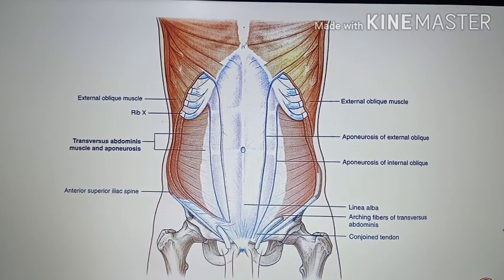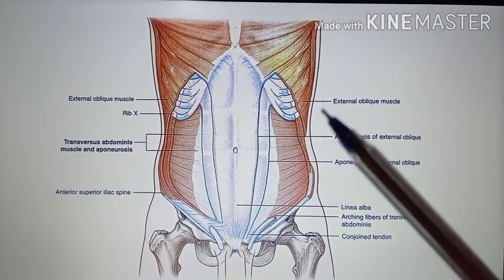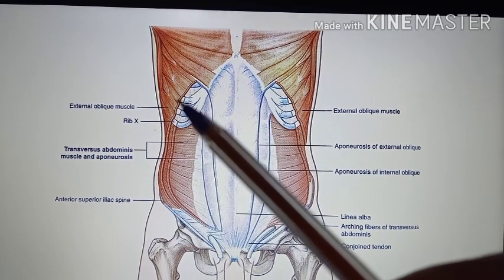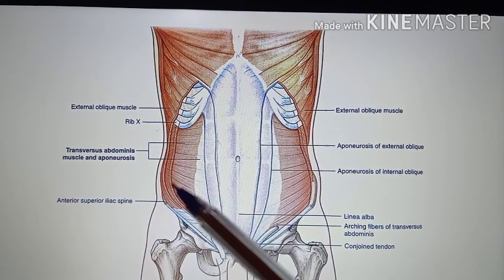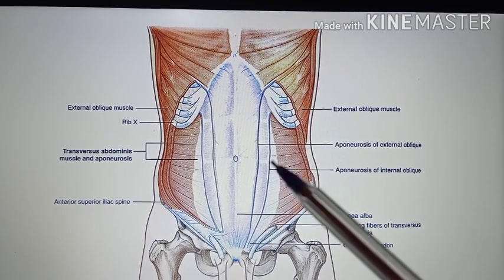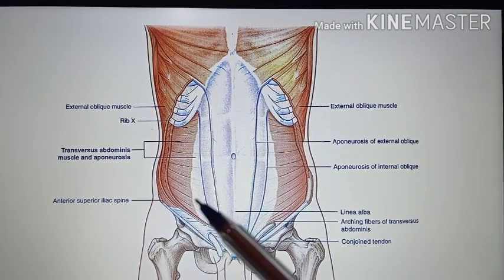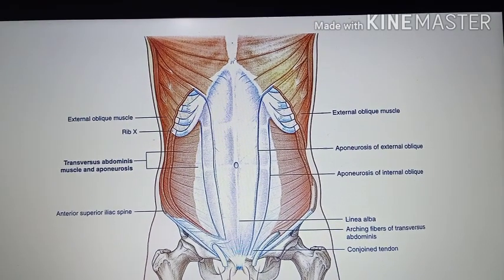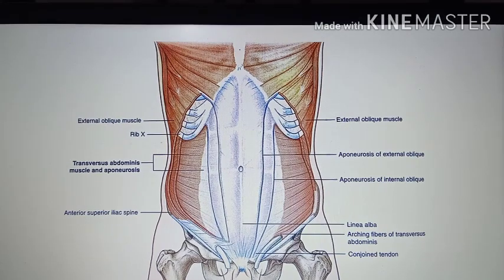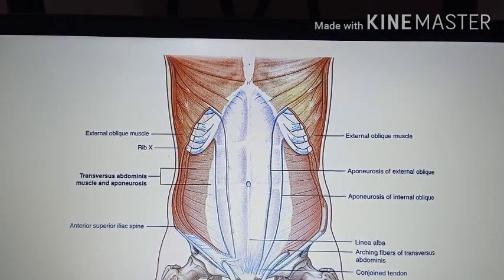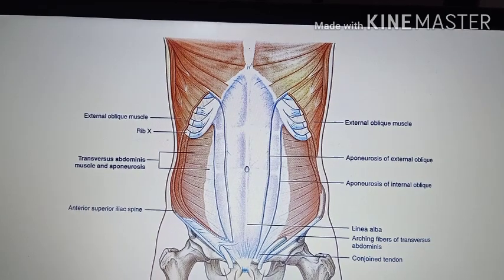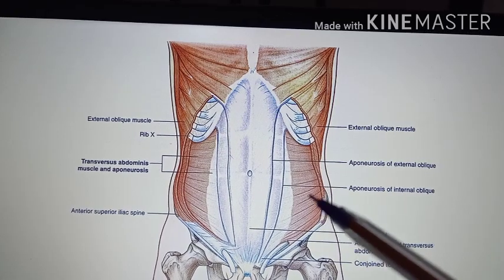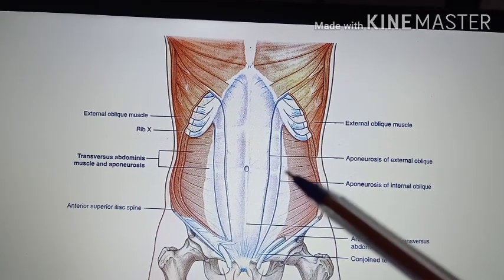Now coming to the transversus abdominis muscle. In this picture, the fibers that are cut are from the external oblique muscle. This is the internal oblique which is cut. Then what you are seeing here is the transversus abdominis muscle. This is the aponeurosis of the transversus abdominis muscle. It is the innermost of the three flat muscles, lying below the internal oblique muscle. The direction of most of the fibers is horizontal or transverse.